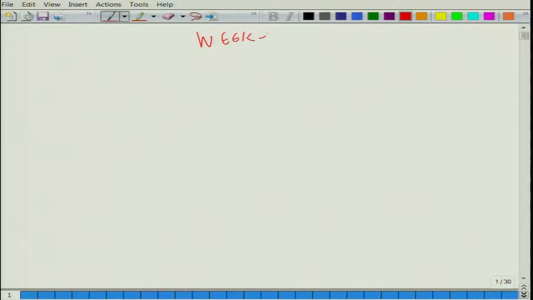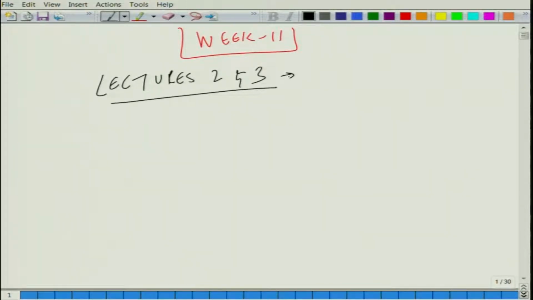Welcome back to this NPTEL course on muffler acoustics. So, we are in week 11 and for the first time we will be doing the 3-dimensional analysis of rectangular chamber mufflers as well as circular cylindrical mufflers in this lecture. So, this is week 11 and what we have today is lectures 2 and 3 combined of week 11.